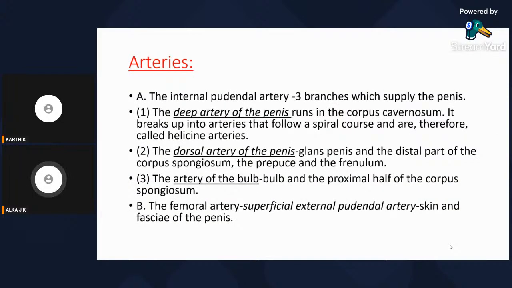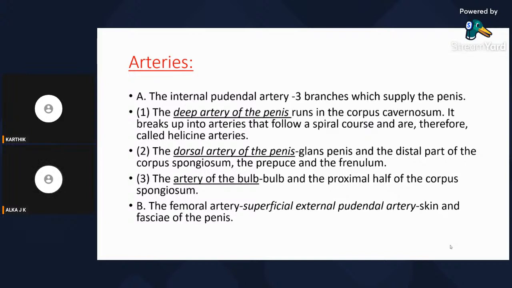Here, arterial supply to the penis is nothing but the internal pudendal artery, three branches which supply: the deep artery of the penis, which runs in the corpus cavernosum. It breaks up into arteries. This is very much important, that they follow a spiral course, and that's why they are known as helicine arteries. These helicine arteries are going to fill and engorge at the time of erection of the penis.